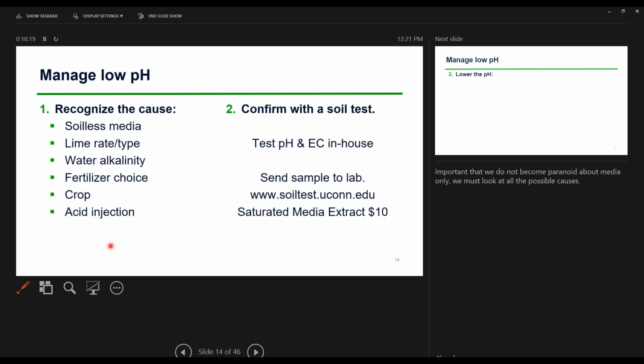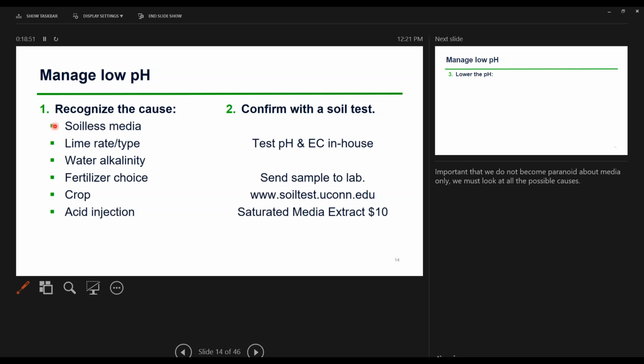So at that time, when we talked about managing low pH, we want to make sure that we overemphasize this. When we see a problem the year before, the year after, that's all we're looking for. So make sure that if low pH is an issue in your operation, you try to understand everything else, and you don't focus just on the media, because that's what happened a few years ago, right? So you want to recognize the cause, and you want to think about what are the potential problems, right?